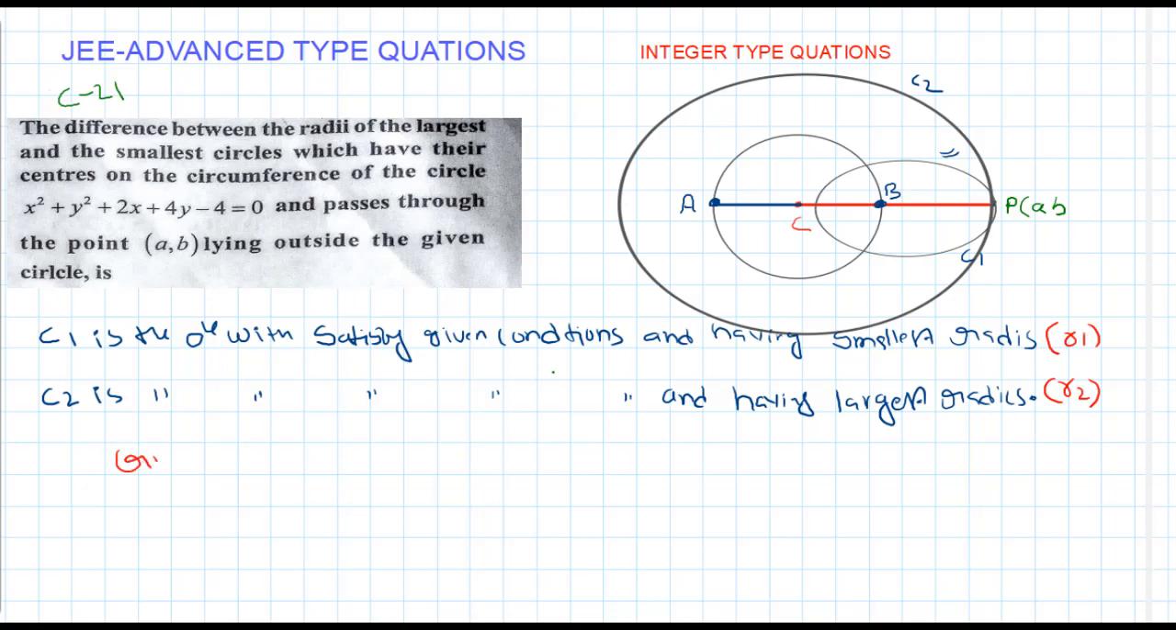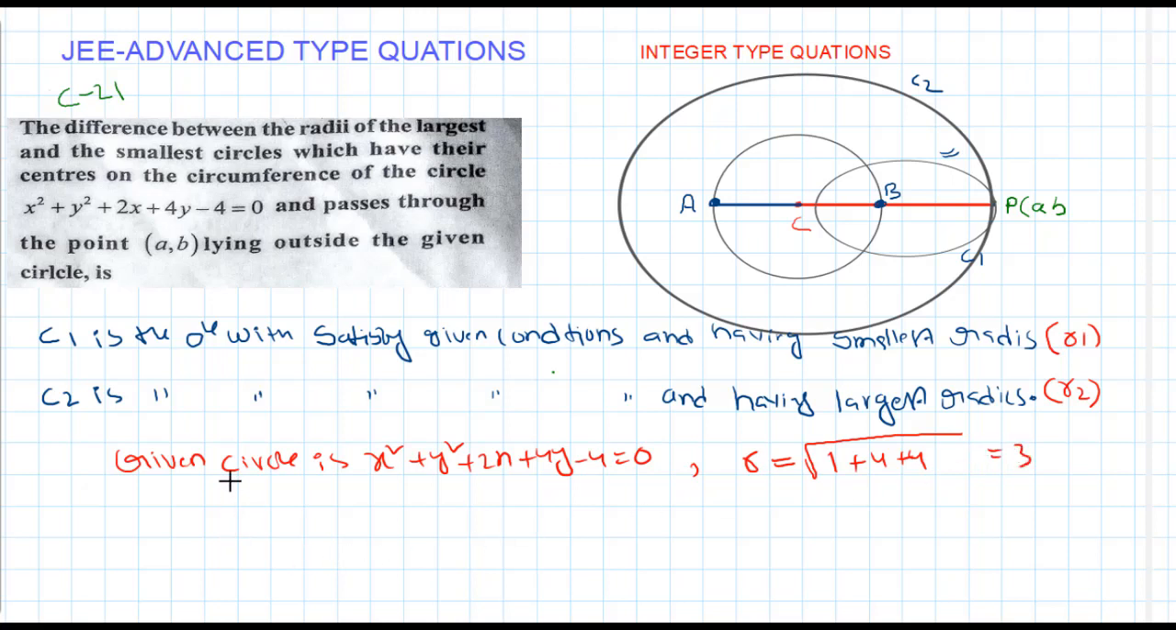So the given circle is x square plus y square plus 2x plus 4y minus 4 equal to 0. The radius I want to represent by small r. This is the square root of 1 plus 4 plus 4, that is equal to 3. So what do we want? The difference of the bigger circle's radius minus the smaller circle's radius. The bigger circle's radius means A to P, AP. That is the required result.